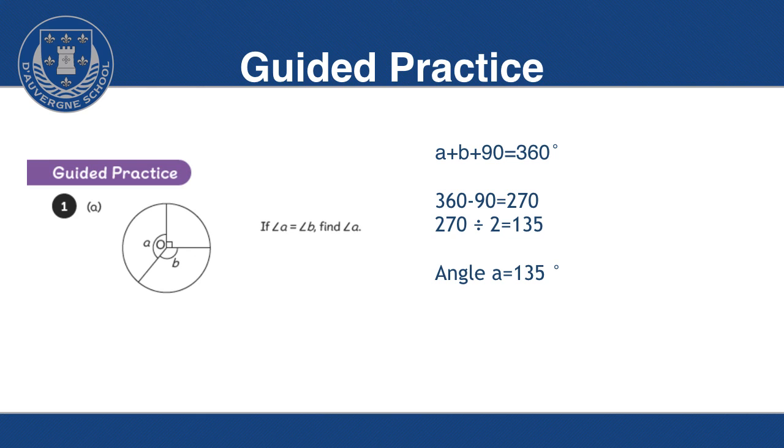We can therefore do 360 and we can take away 90. We can take away that right angle. We get left with 270. Because it states angle A and angle B are the same, all we have to do is do 270 divided by 2, and that gives 135. So both angle A and angle B are both 135 degrees.